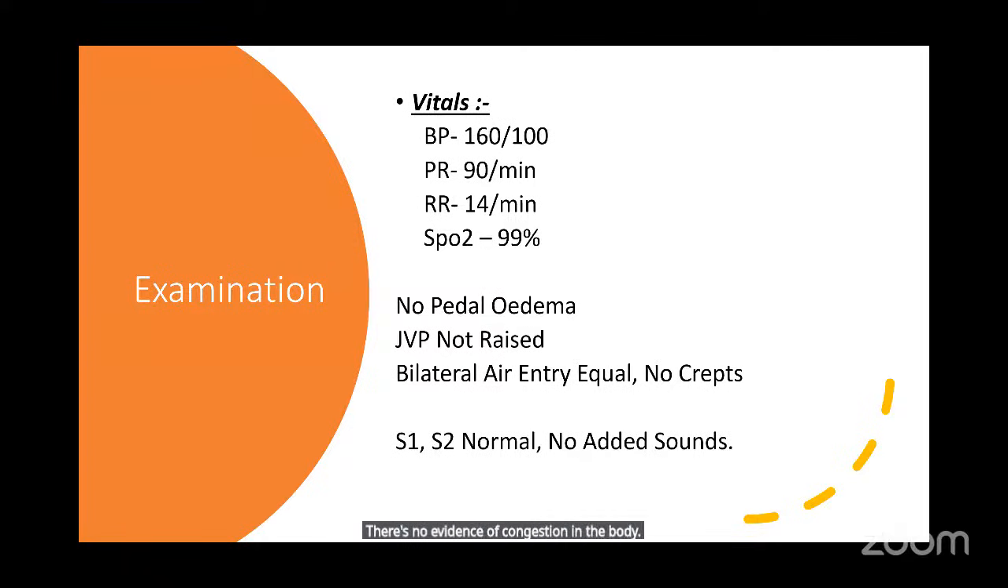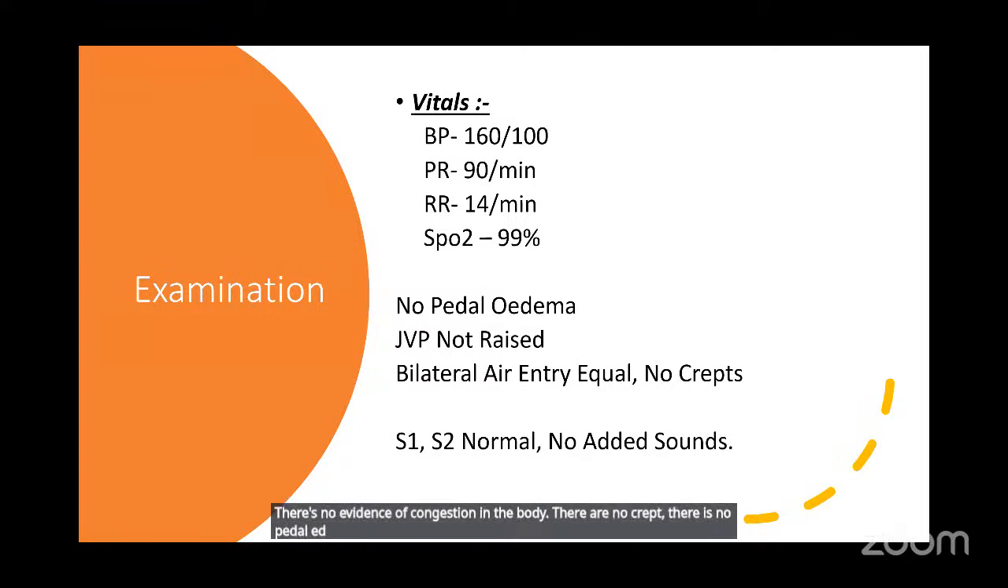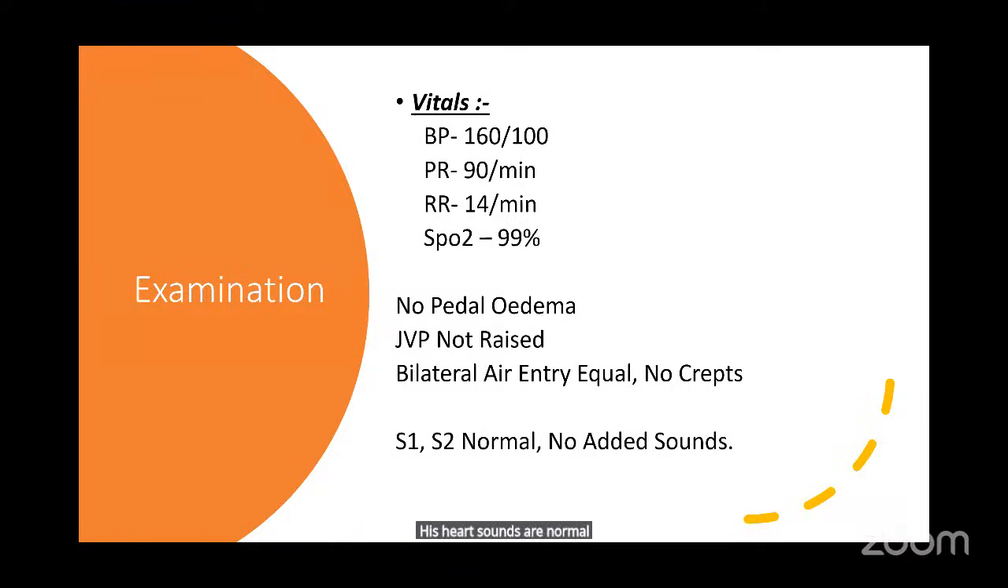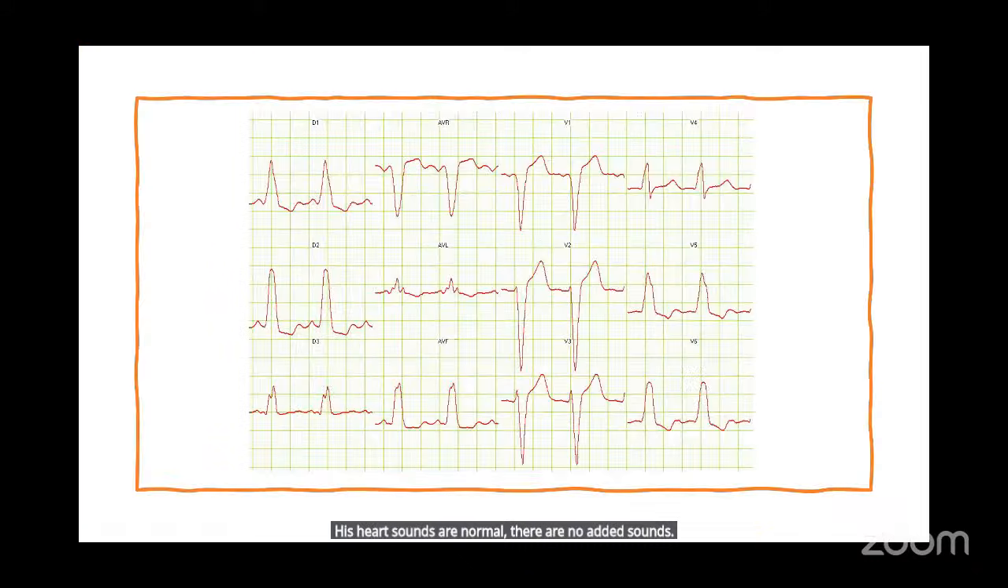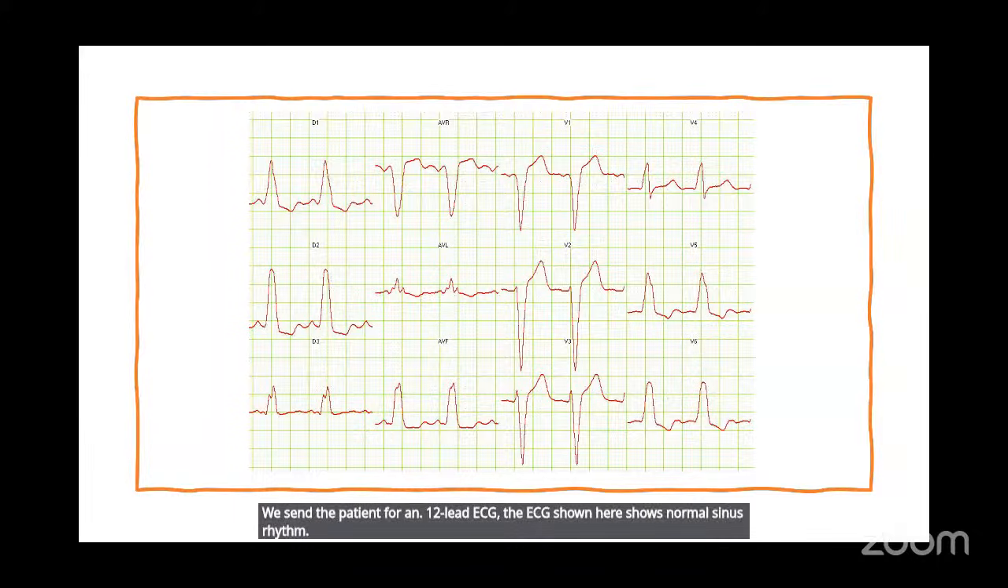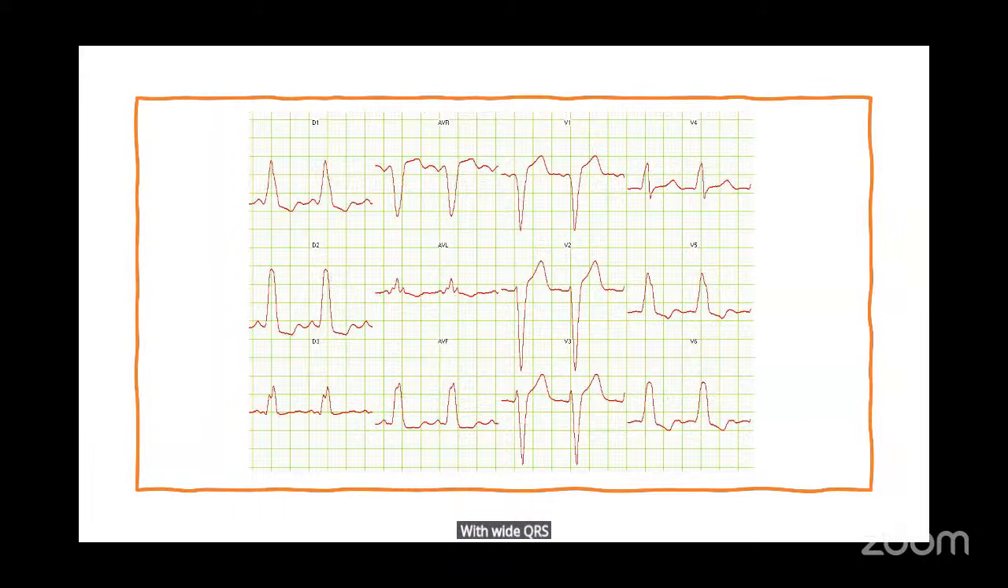There's no evidence of congestion in the body. There are no creps. There is no pedal edema. The JVP is not raised. His heart sounds are normal. There are no added sounds. We send the patient for a 12-lead ECG. The ECG shown here shows normal sinus rhythm with wide QRS, left bundle branch block, and a QRS duration of around 130 to 140 milliseconds.